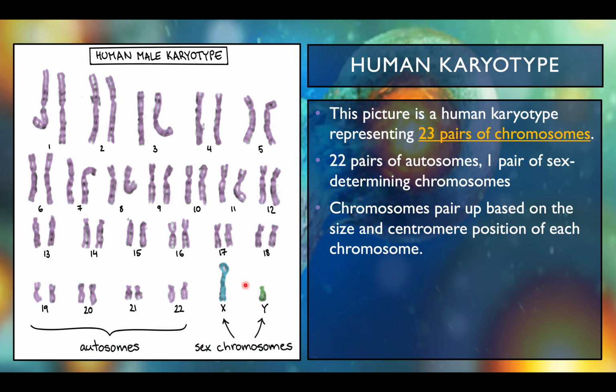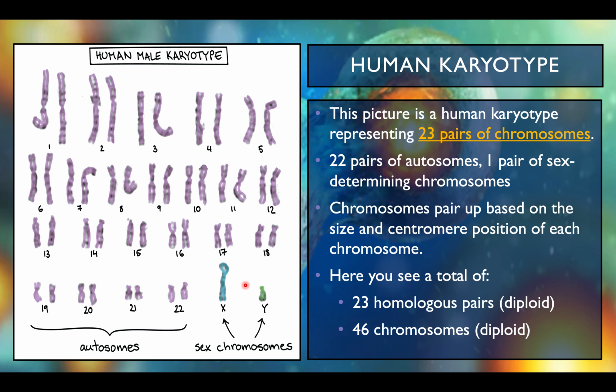Chromosomes pair up based on the size and centromere position of each chromosome. Here you see a total of 23 homologous pairs, and, as we already know, a pair has 2 chromosomes. So in total, there are 46 chromosomes in each cell of the human body, except for gametes. And we're going to leave that right there until we talk about meiosis next week.